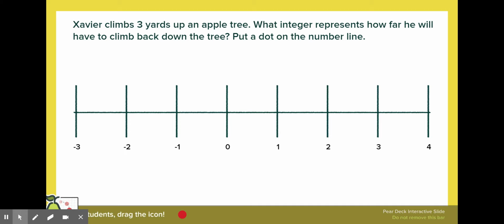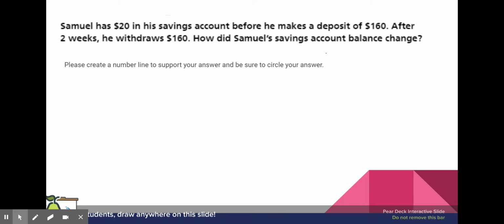Samuel has $20 in his savings account before he makes a deposit of $160. After 2 weeks, he withdraws $160. How much did Samuel's savings account balance change? Okay, so again, I'm going to pause this and you guys will answer an Edpuzzle question. Try it on your own first. Okay, great. So let's go ahead again. I like to draw a picture. Samuel has $20 in his savings account. So hopefully if you drew a picture, we didn't start at zero, right? He wasn't a broke boy. He had $20. And then from there, his account goes either up or down.